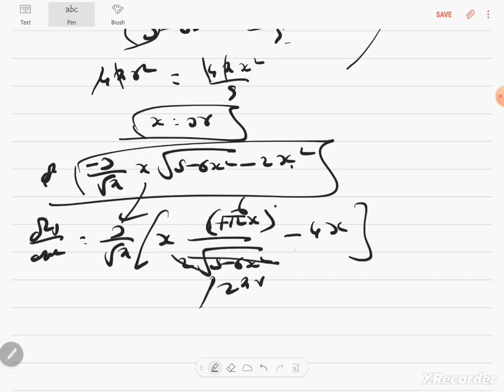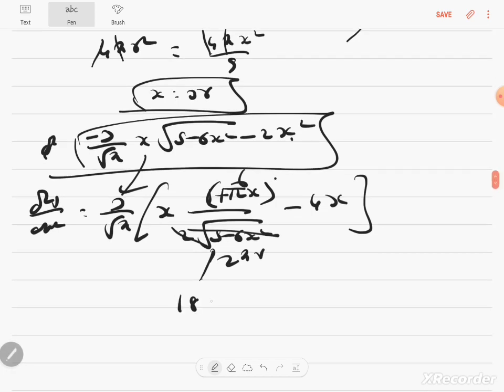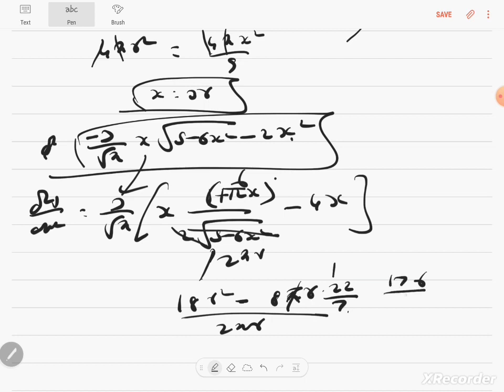X itself is 3r, so it will become 18r square minus 8 pi r by 2 pi r. 8 pi r, this is 22 by 7. So this will be 8 16s, 176 by 7. 7 2s are 14, 7 4s are 28, 7 5s 35. So it will be a larger number, and you have to prove this to be negative. You have to ideally prove this to be negative.